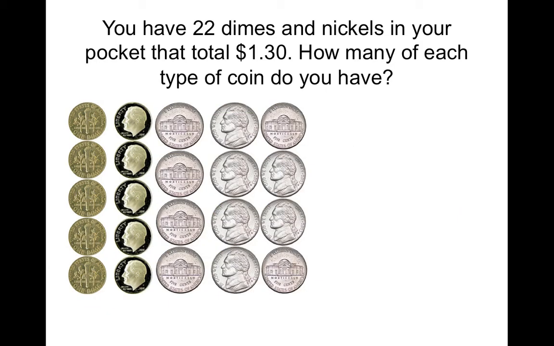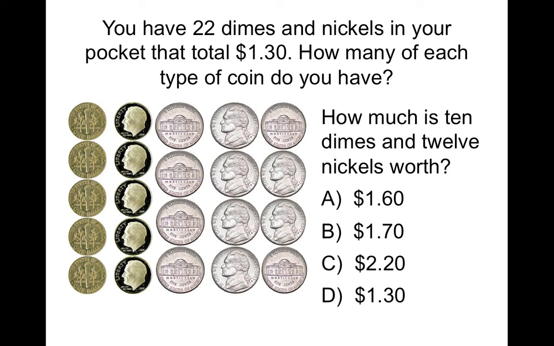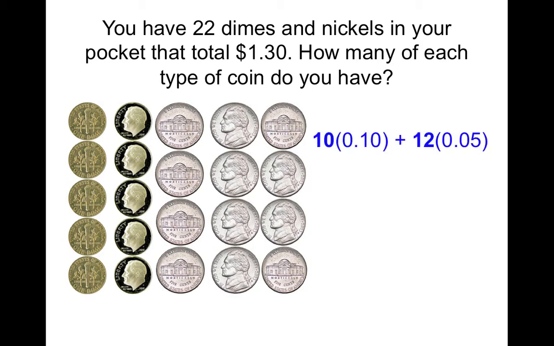Perhaps we have 10 dimes and 12 nickels. How much would these coins be worth altogether? These 22 coins are worth $1.60. The 10 dimes are worth 10 cents each. The 12 nickels are worth 5 cents each. So altogether they're worth $1.60.